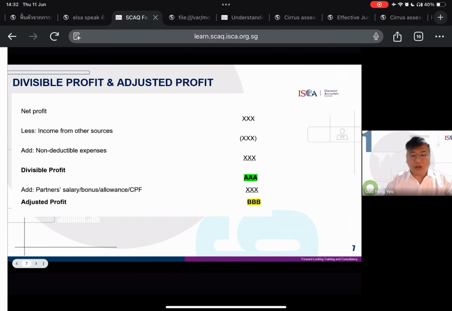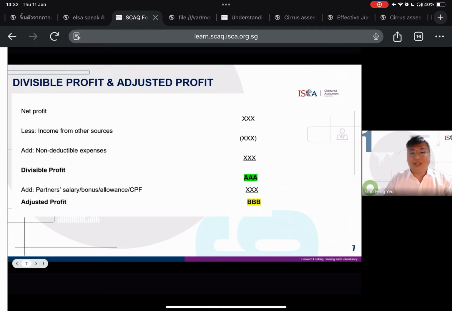Here, what I have shown is one of the suggested methods on how to remember where we get divisible profit and adjusted profit. As you can see, once we get the net profit amount, less income from other sources and non-deductible expenses, and without adjusting for any of the partner's salary, bonus, allowance, CPF, and other expenses paid on behalf, you will first come to the divisible profit. And then after, we add back the amount that would actually be the adjusted profit.